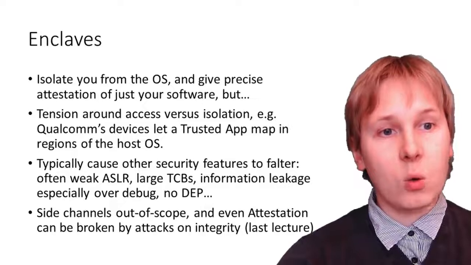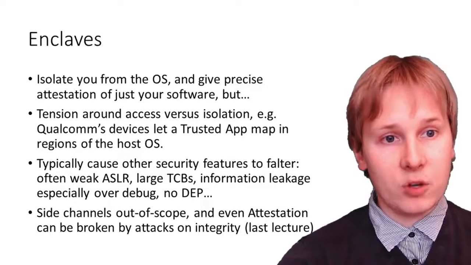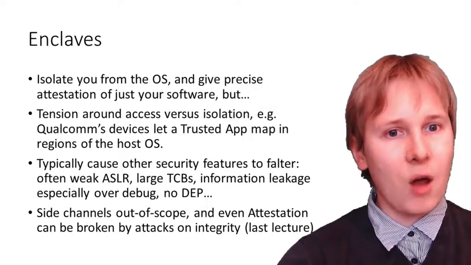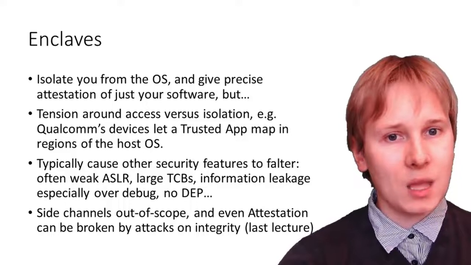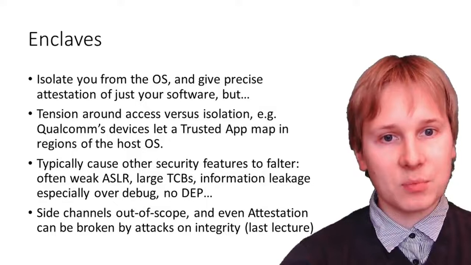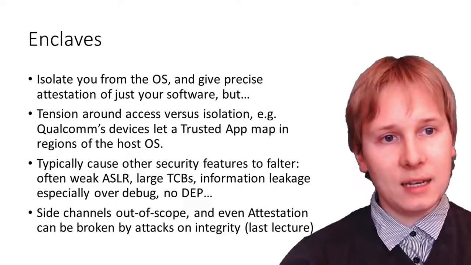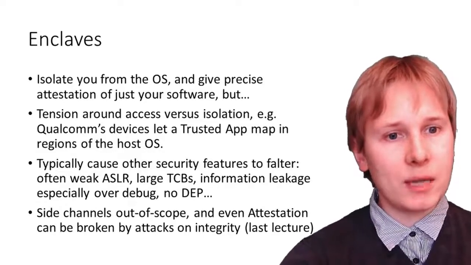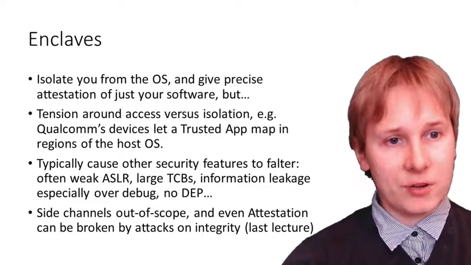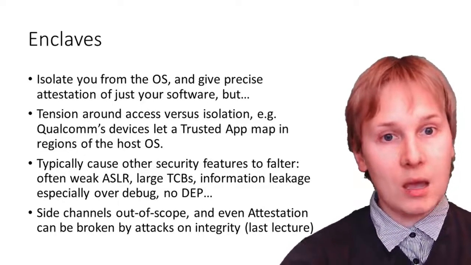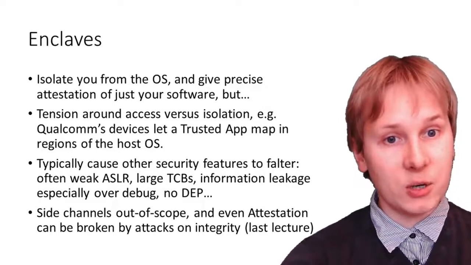If you're dealing with how Qualcomm implement this with their version of ARM's Trustzone, they let a trusted app map in regions of the host OS, so you aren't really that isolated if you don't want to be. Again, you don't want to be suffering from the Titanic effect, and when you're in an enclave, that limits the other security features that you get. Often they just aren't implemented very well or are too awkward to get running in the enclave. So you often get very weak address space layout randomization because you don't actually have that much addressable memory to begin with. So there's not a lot of randomization you can do.